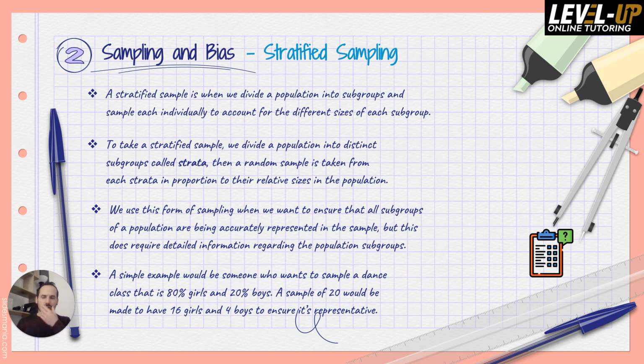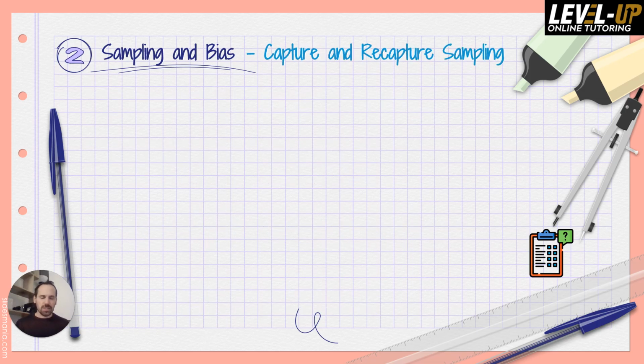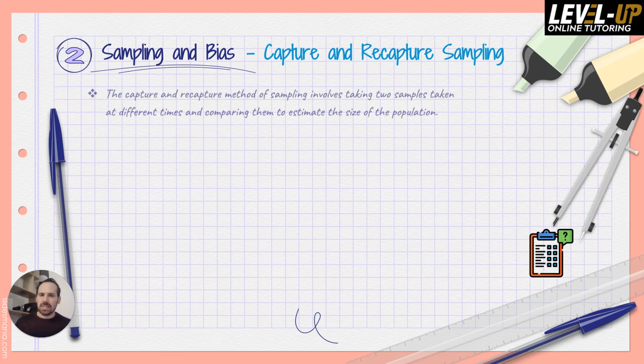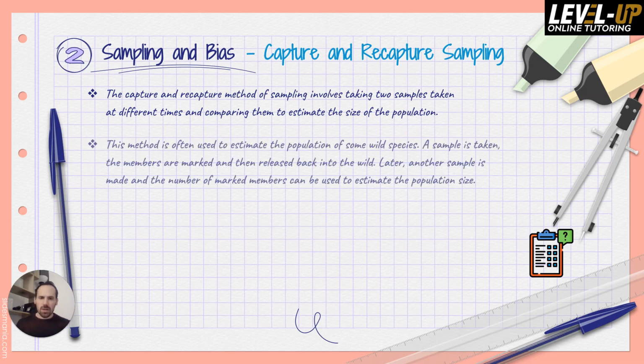This is something that's commonly tested because it takes a little bit more understanding. So here are some other types of sampling, less commonly tested. Capture and recapture is typically to do with trying to estimate the numbers of wildlife in the wild.